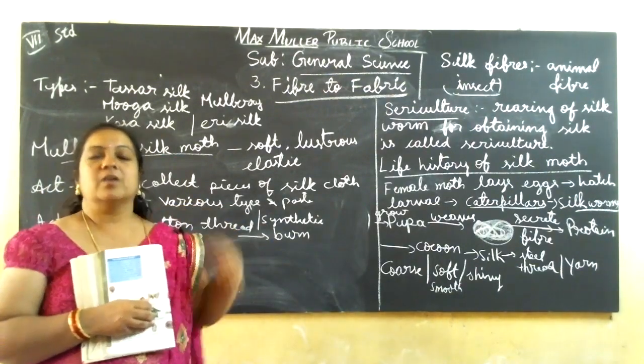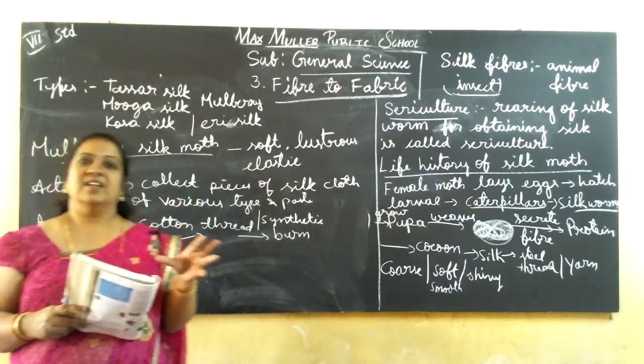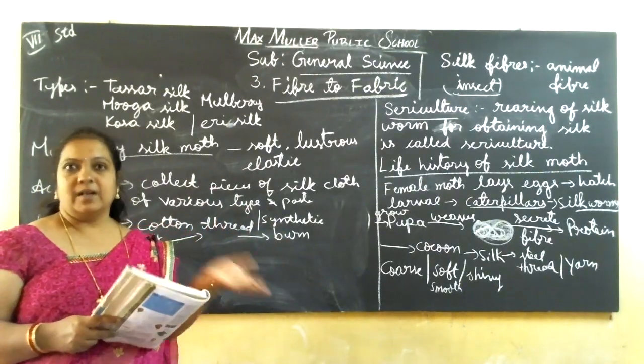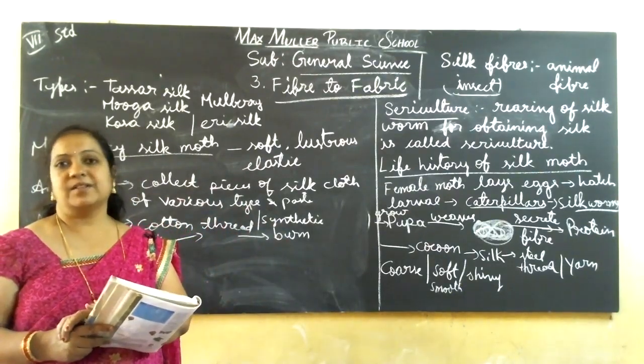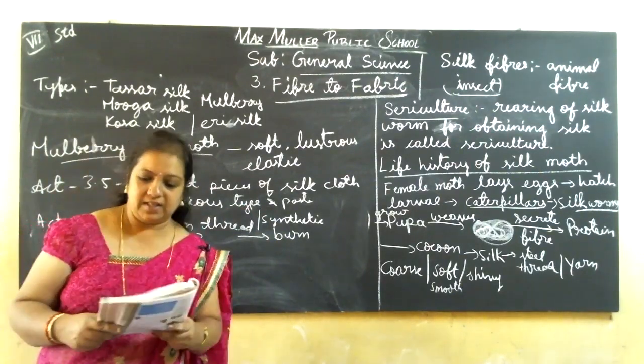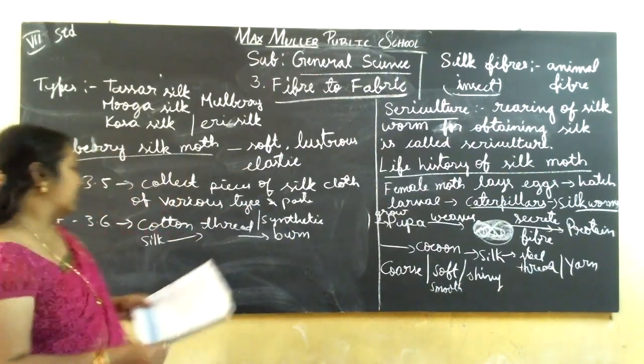Okay, so all that you check and write about those features, those things which you find out with synthetic fiber or cotton fiber, and how silk fiber is different. That you can do here. Okay, so that is activity 3.6. Then activity 3.7.